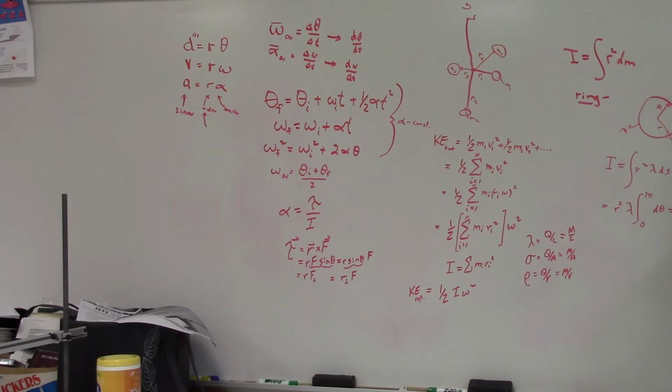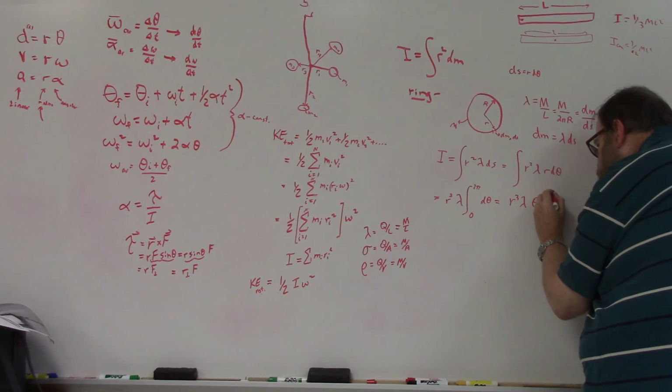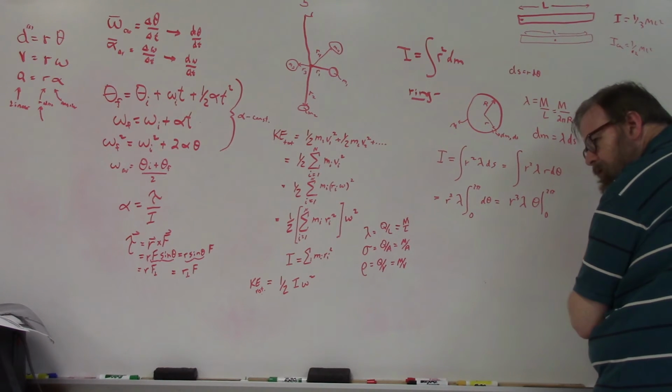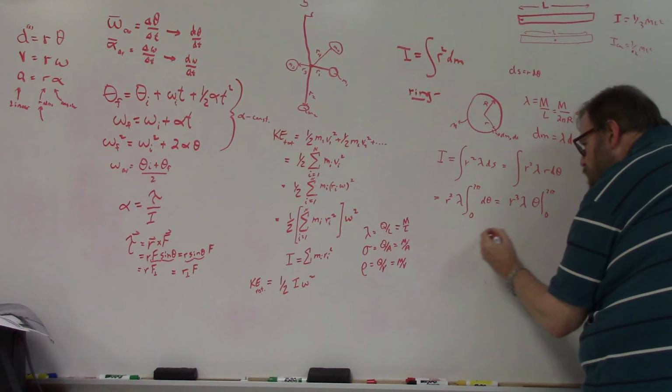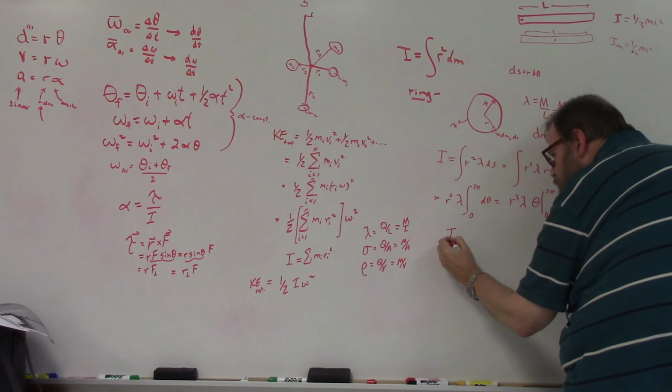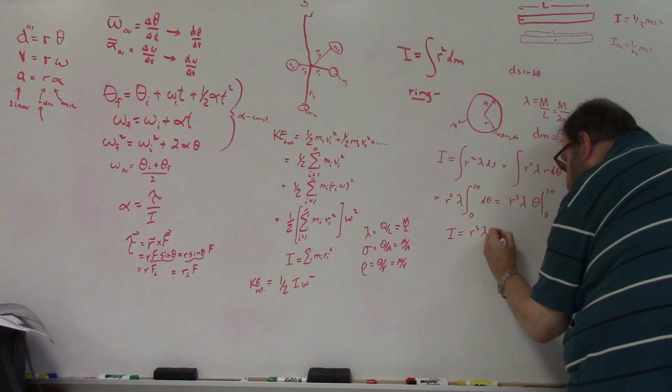So I pulled out the r cubed, and I pulled out the lambda. So I basically have an integral from 0 to pi of d theta, which we already know is theta. And remember, the upper limit minus the lower limit. What are we going to come up with? 2 pi. Yes. So when I substitute things back in, my moment of inertia for the ring becomes r cubed times lambda times 2 pi.